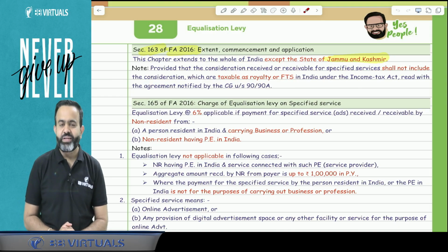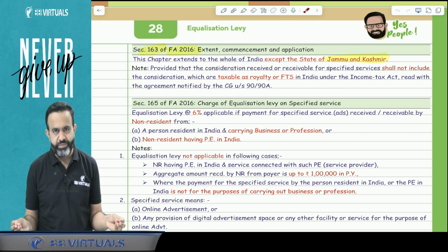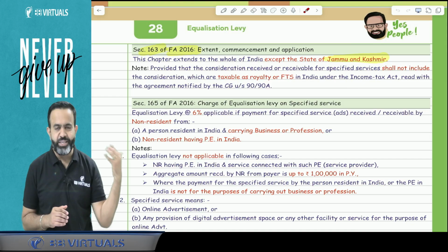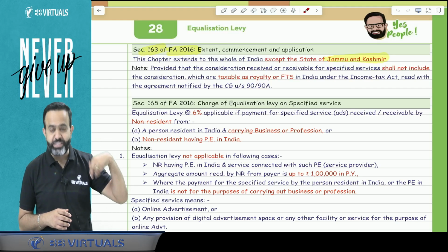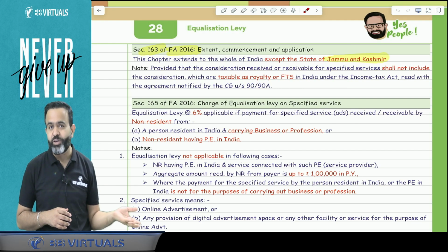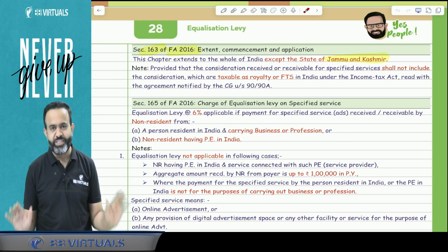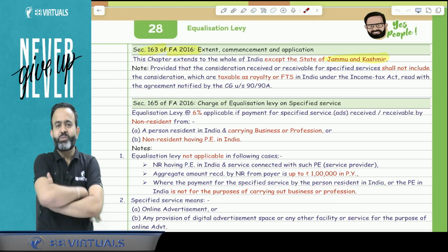I am also good. So guys, today we are going to revise one small topic, the equalization levy. Till last year, in the equalization levy, there were lots of provisions related to section 165A. There was section 166A also. But now, a substantial part of this topic is removed by the Finance Act 2024.